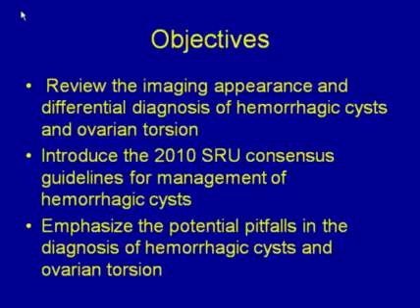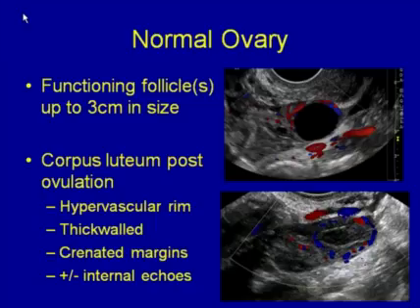So our objectives are to review the image appearance of hemorrhagic cysts and ovarian torsion, and I want to introduce to you the SRU Consensus Conference guidelines that were published in 2010 for the management of hemorrhagic cysts, and then we'll talk about some of the potential pitfalls in the diagnosis of hemorrhagic cysts and ovarian torsion.